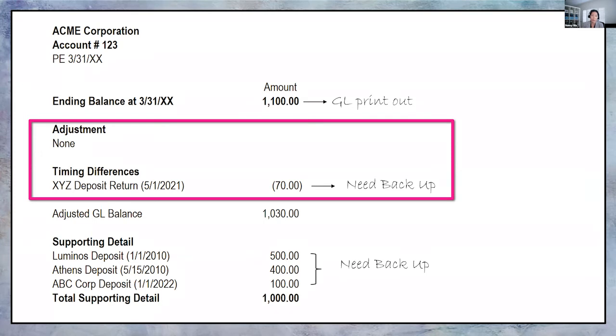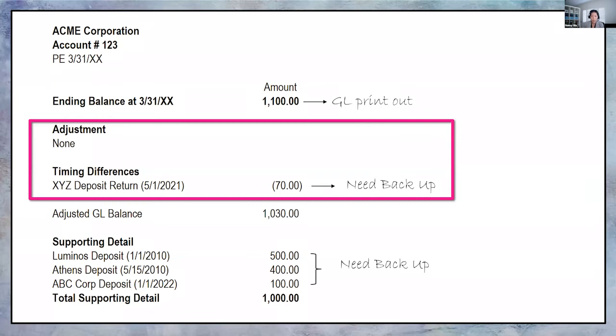Some sort of documentation to show that, hey, this event actually happened, especially if you look at the date on this return, it's 2021. Well, it's 2022 now. So adjustments and timing differences are temporary in nature. That's probably the most important part to remember: they're okay to show up in your reconciliation, but for a limited time only, kind of like a clearance sale, right? And what is that time limit? Well, it's usually around 90 days.